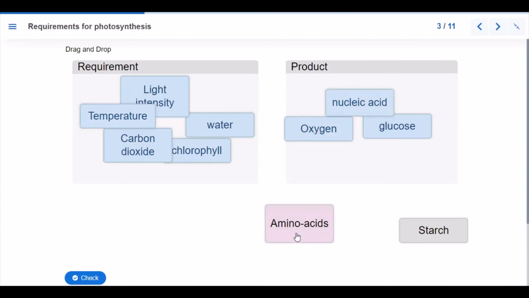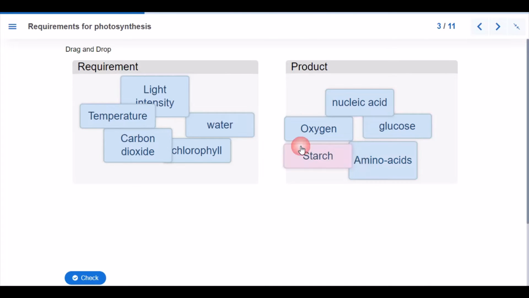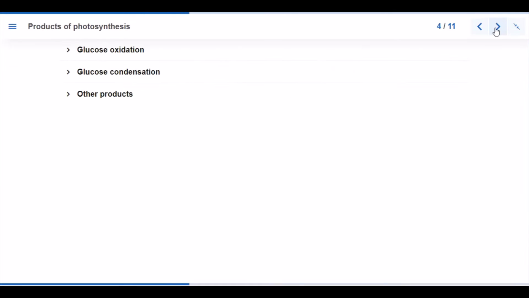Temperature is also an important requirement of photosynthesis. Nucleic acid is a product, amino acid is a product. Directly or indirectly, they are products of photosynthesis. Let's check. Yes, they are correctly placed.